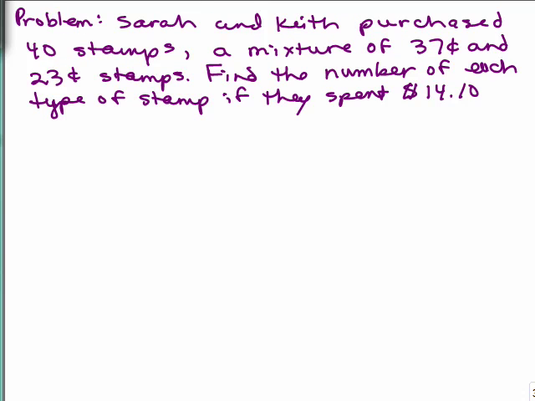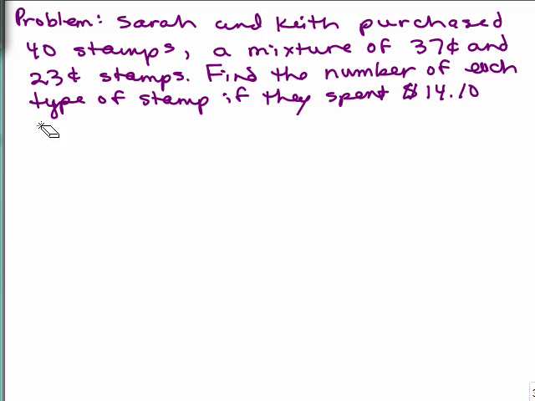Okay. Here's a new type of problem. Sarah and Keith purchased 40 stamps, a mixture of 37-cent and 23-cent stamps. Find the number of each type of stamp if they spent $14.10. All right, the important thing here is to look and see what you're looking for. It says find the number of each type of stamp if they spent $14.10. Okay, so we're looking for how many of each stamp they bought. That's how you're going to define your variables.